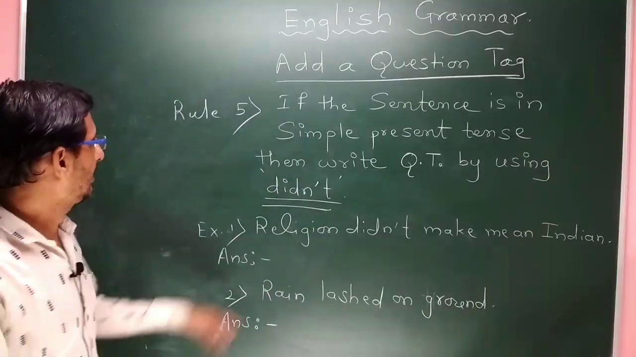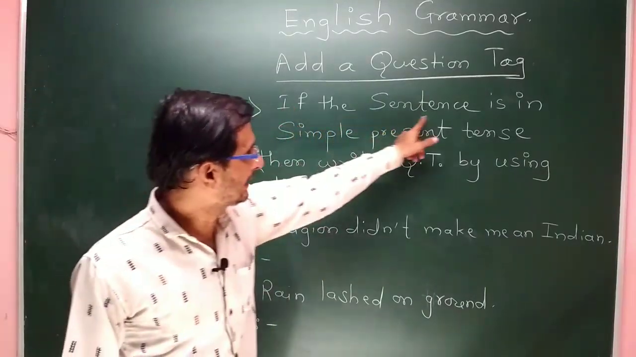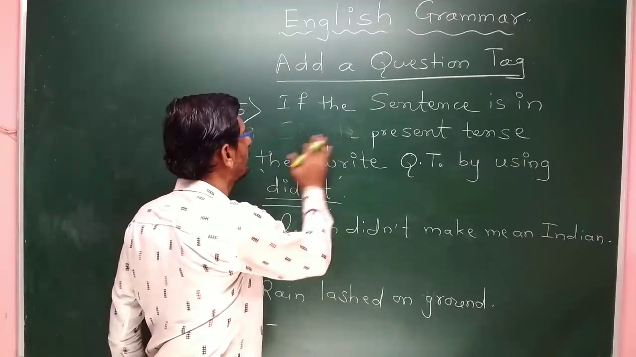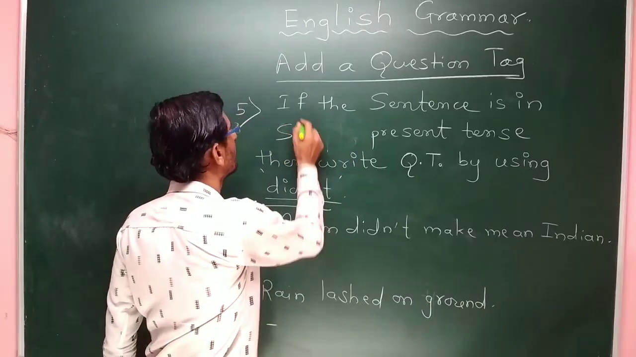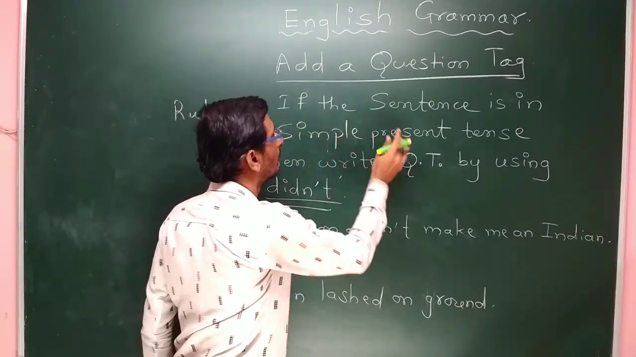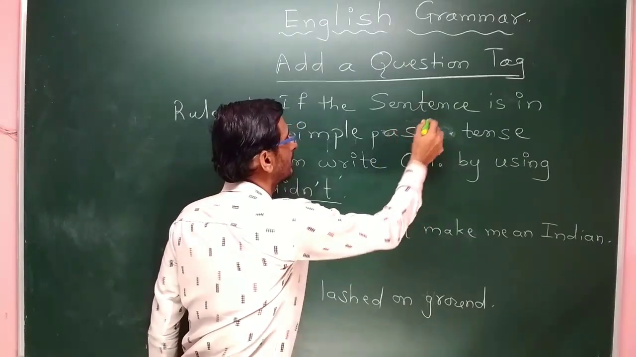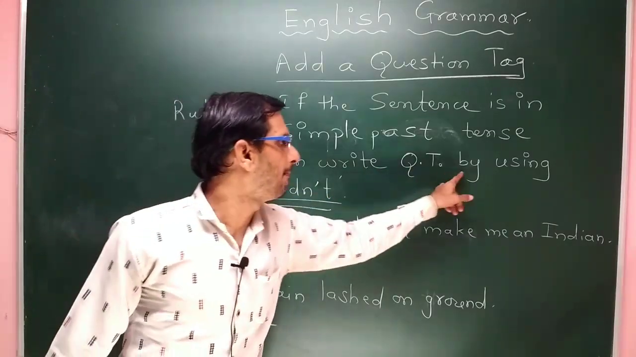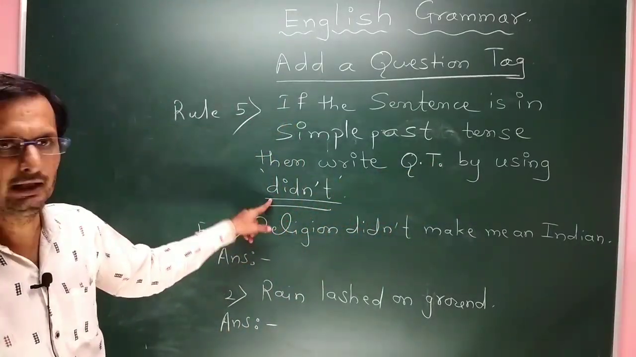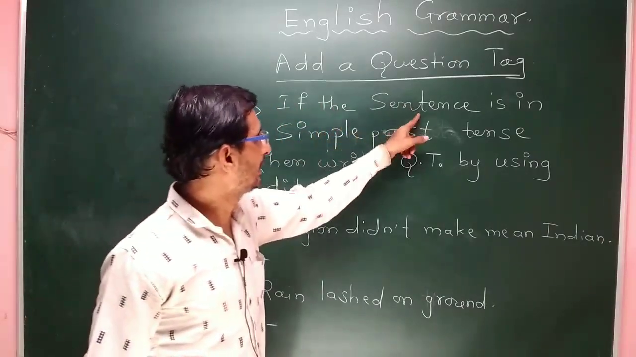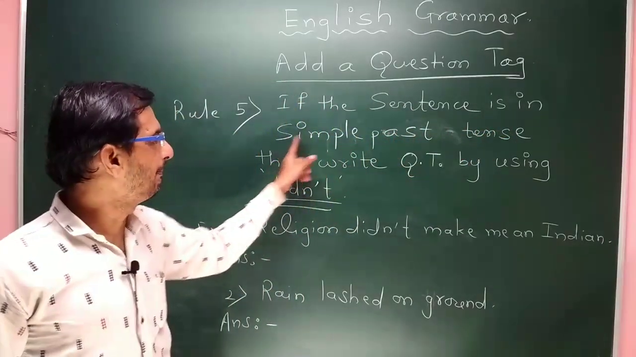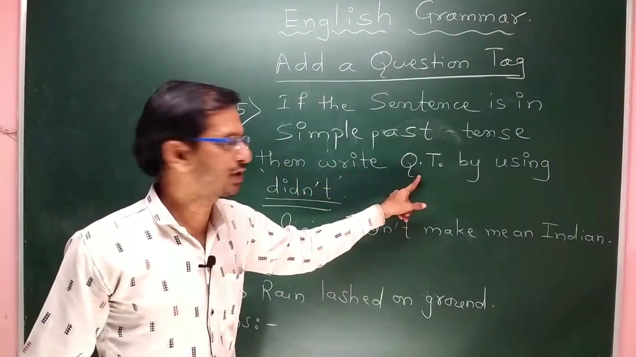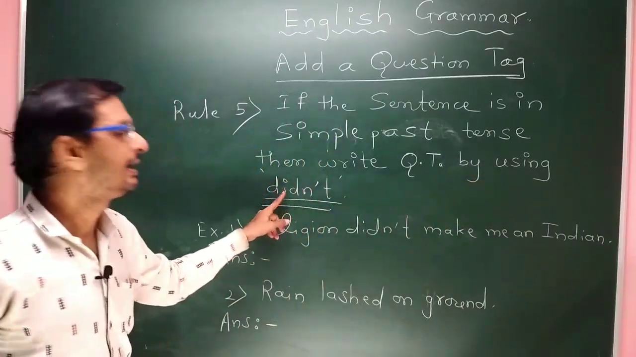Now listen patiently and attentively. If the sentence is in simple past tense, then write QT by using didn't. Rule number 5 is: if the sentence is in simple past tense, then write QT, the question tag, by using didn't.